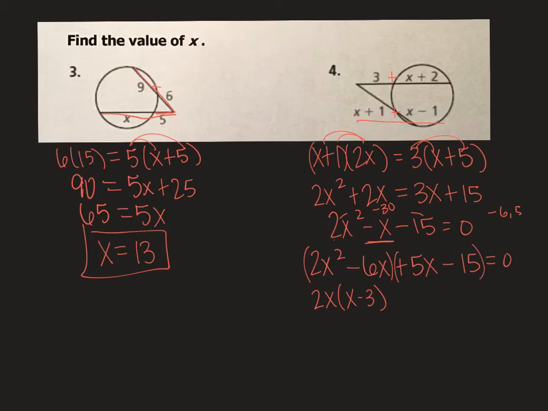I'm going to group my second two together and factor out what they have in common, which would be a 5, which leaves me with x minus 3. When those two are the same, you did it correctly. So your two factors are that x minus 3 and then what you factored out.